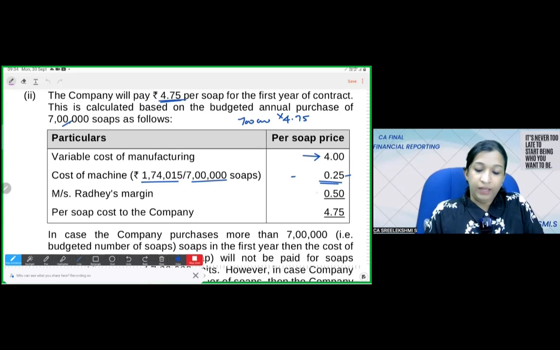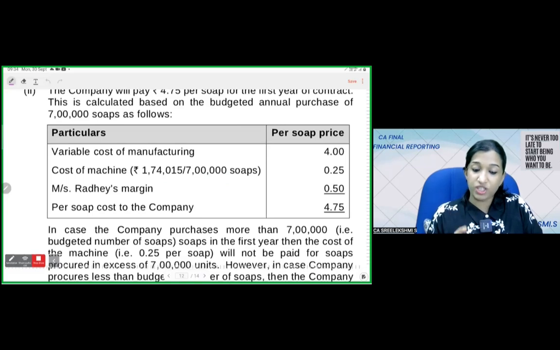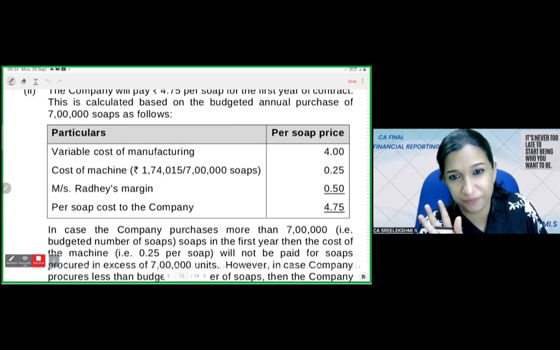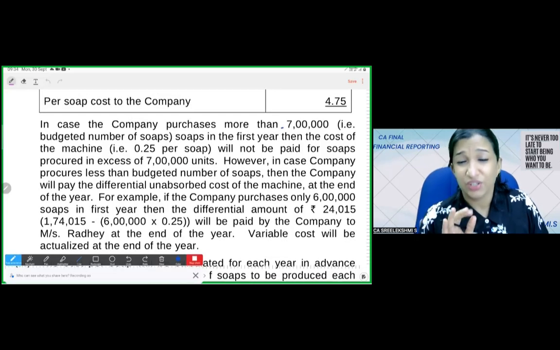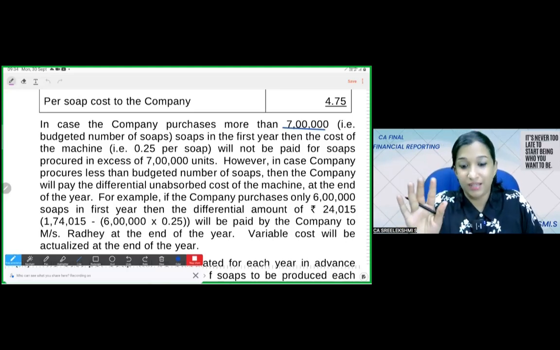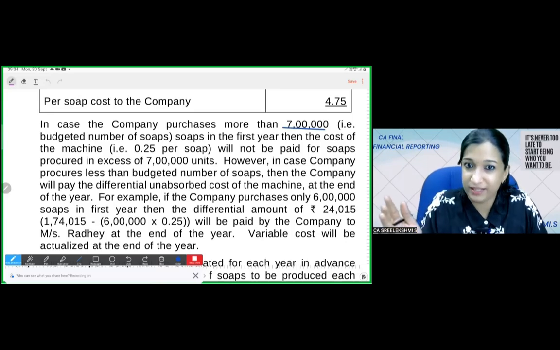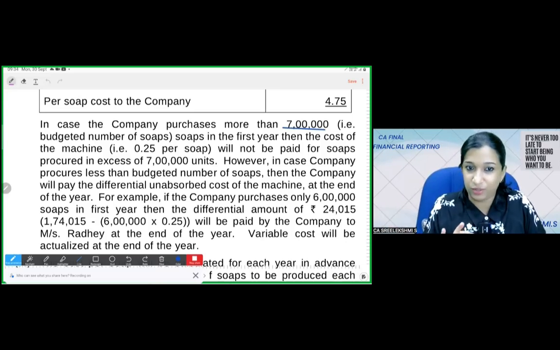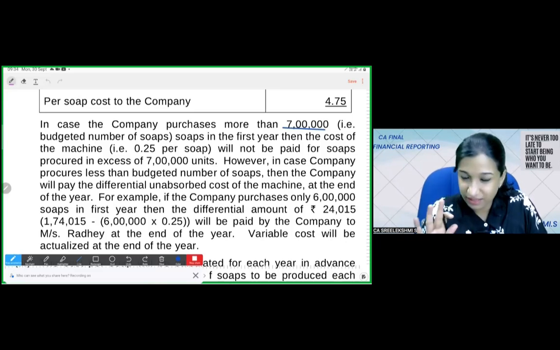Okay. In case company purchases more than 7 lakhs, that is budgeted number of SOPs. Are you all following? Do you have presence of mind? See, again and again, I'm telling you, your attitude matters a lot. Just imagine you're a chartered accountant reading a situation for giving advice. You should read this with that attitude, not as a student, wondering why this question is not finishing. That is not the right attitude.